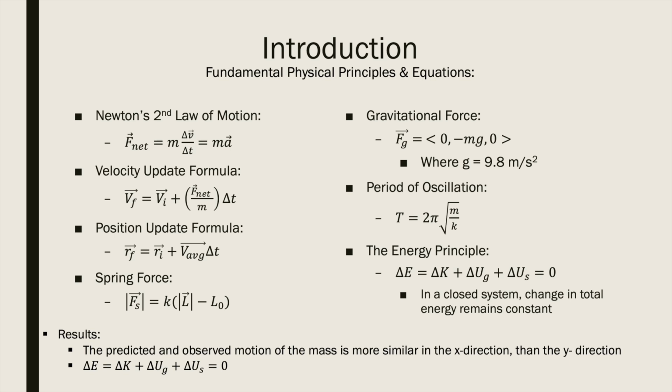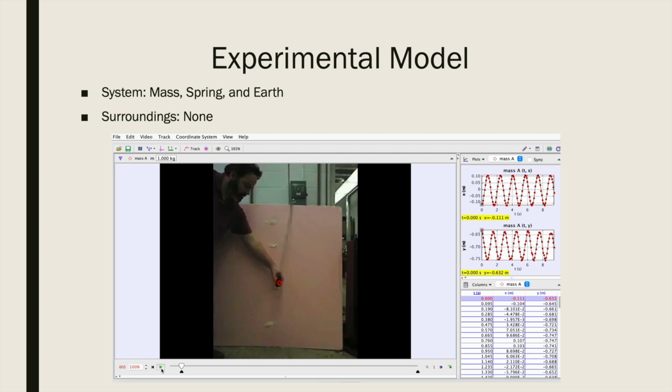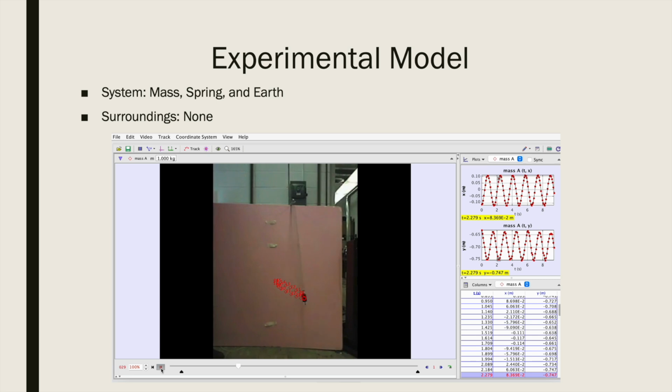The results for this experiment are that the predicted and observed motion of the mass are similar in both the x and y directions, but it is more similar in the x direction. The change in total energy, which is the sum of the change in kinetic energy, change in gravitational potential energy, and the change in spring potential energy, is equal to zero. In this experiment, the system is the mass, spring, and earth, and the surroundings is nothing because there are no interactions that transfer energy to and from the surroundings, if we neglect small effects like air resistance.